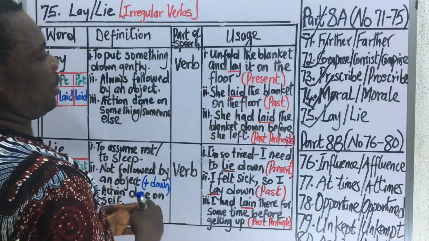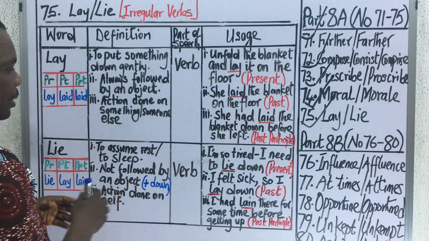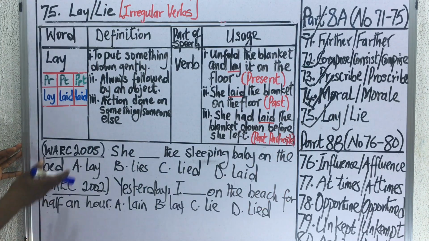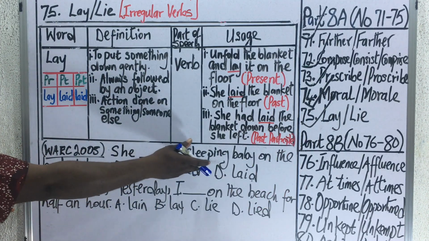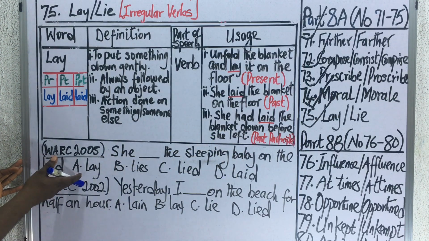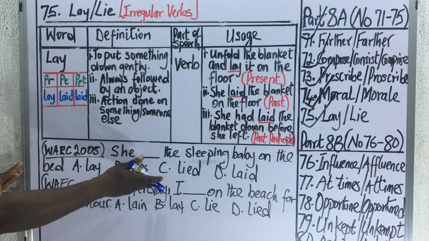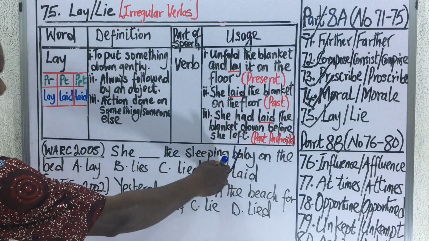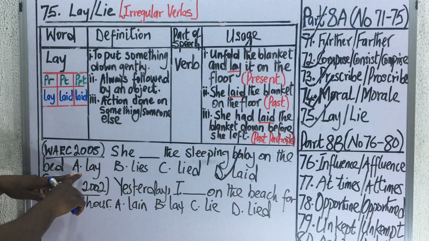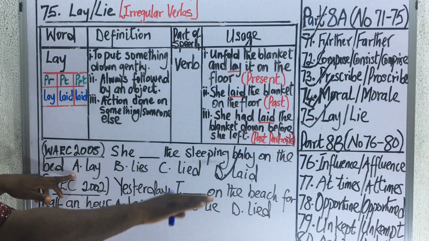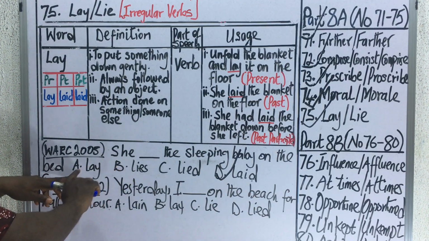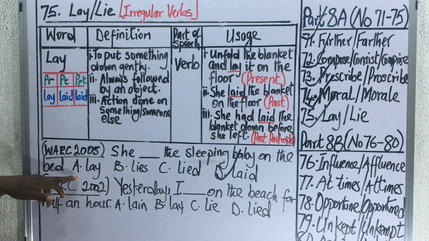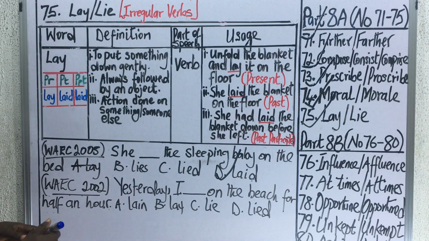Let's now take a step further and consider their appearance in past questions. WAEC 2005: She dashed the sleepy baby on the bed. A. Lay. B. Lies. C. Lied. D. Laid. The correct answer to this question is laid. The reason is that lay is the present tense form of placing the baby on the bed. But this action has already taken place, therefore we cannot use the present tense form.